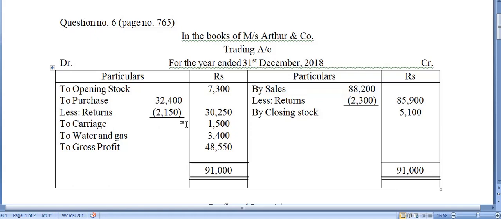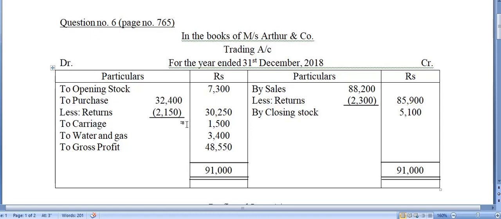And yeah, here only carriage is mentioned. So carriage, basically, is your carriage inward. Now carriage can be of two types. One is inward and the other one is outward. Carriage inward will be recorded in the trading account, but carriage outward will be recorded in the PL account. Why? Because carriage inward is related to purchase, whereas carriage outward is related to sales. I have already explained this in the previous video also.